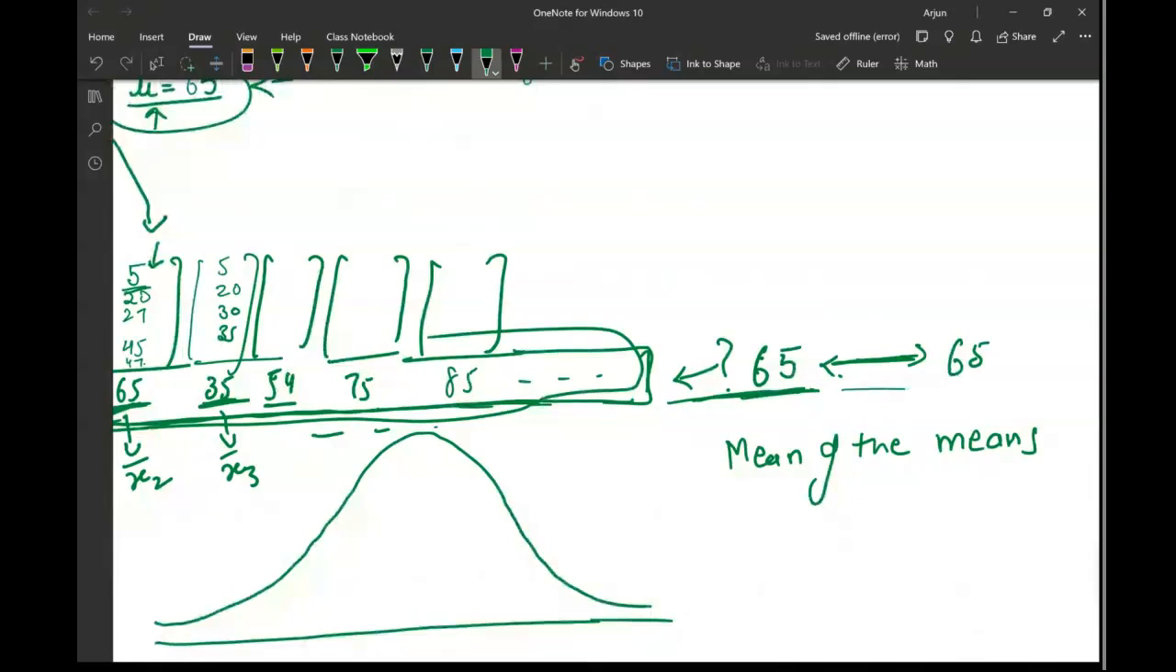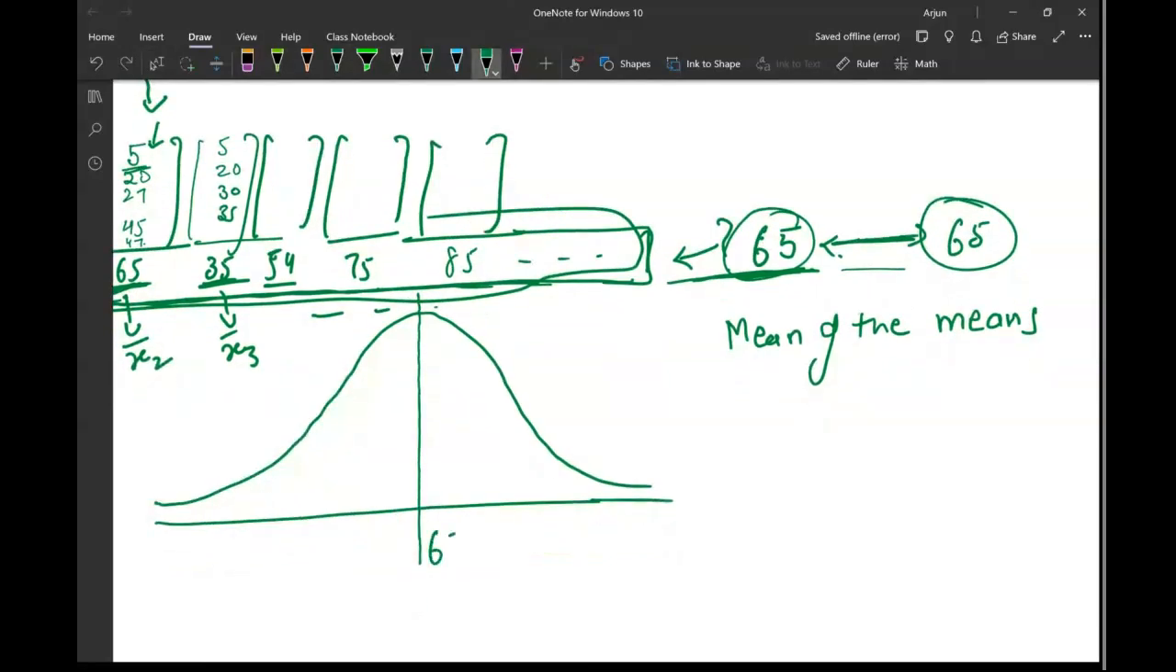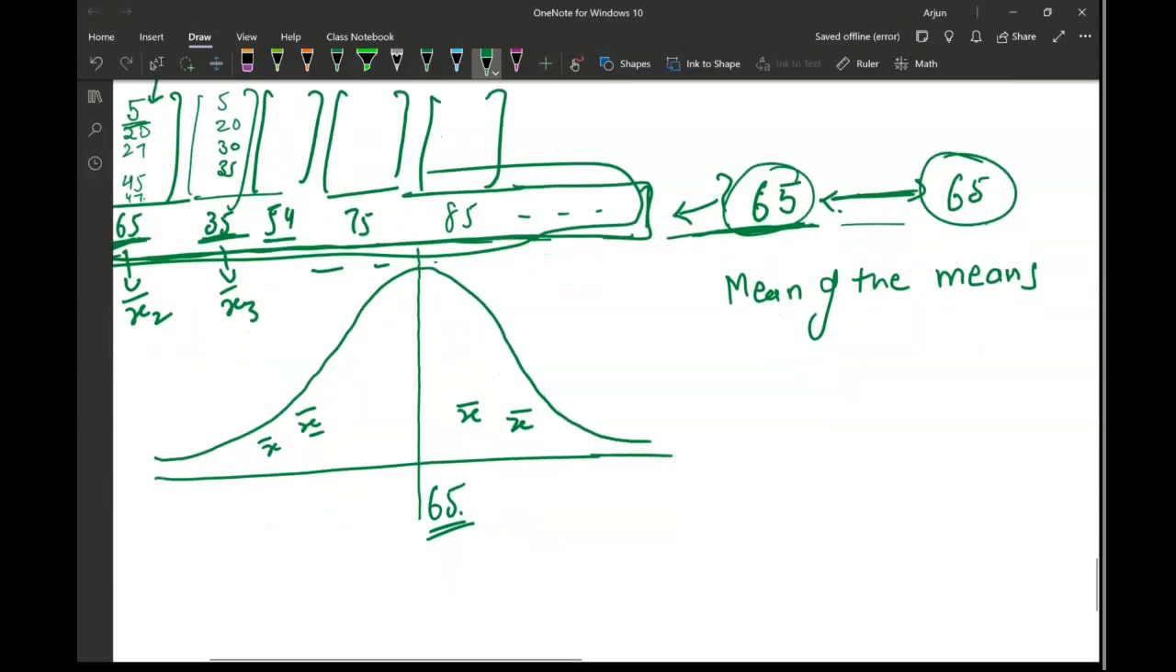Now, because these means are the same, I can draw it under the normal distribution graph. So this will be 65, and here the x bars are, so some x bars are less, some x bars are more than 65. But if I take the average, it comes out to be 65, which is the same as the mean of the population. So hopefully you are able to understand what central limit theorem is.